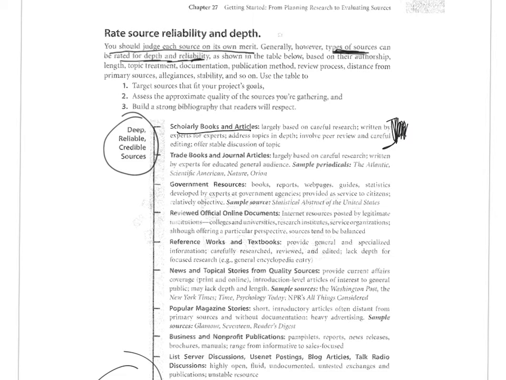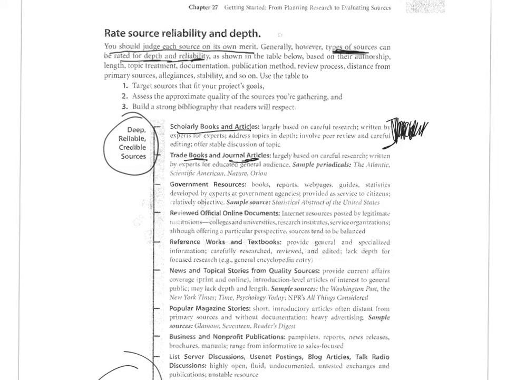You can just put those aside and focus on ones that you can actually get something out of. So that's the academic peer-reviewed journal that you hear me sometimes refer to. The next thing on this list is trade books and journal articles.